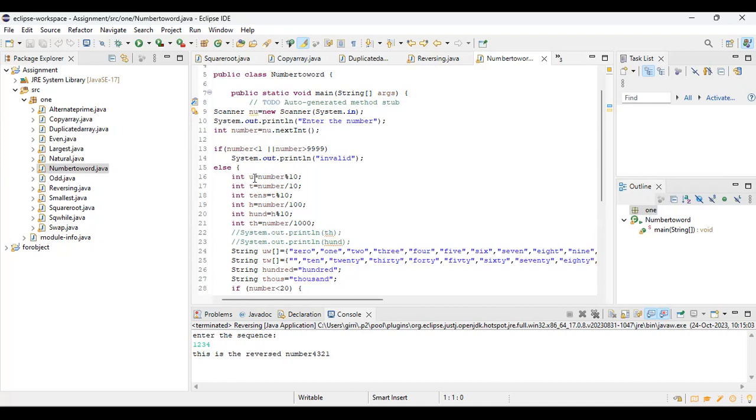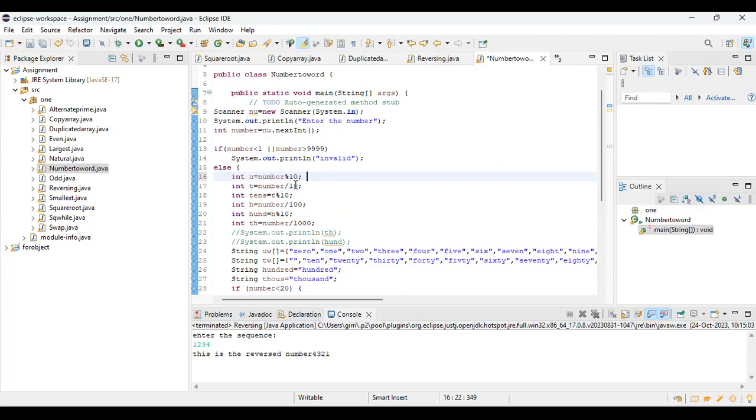That is why I'm initiating a number and then dividing it. After dividing it, I'll get a modulo value, which gives the remainder of that value. So when I take the remainder, the last number will be taken. It is nothing but the unit value. And again, when I divide it by 10, I'll get that value.